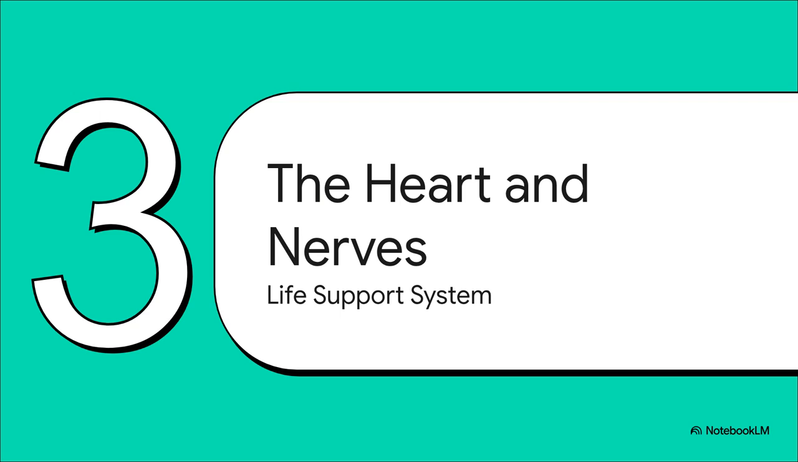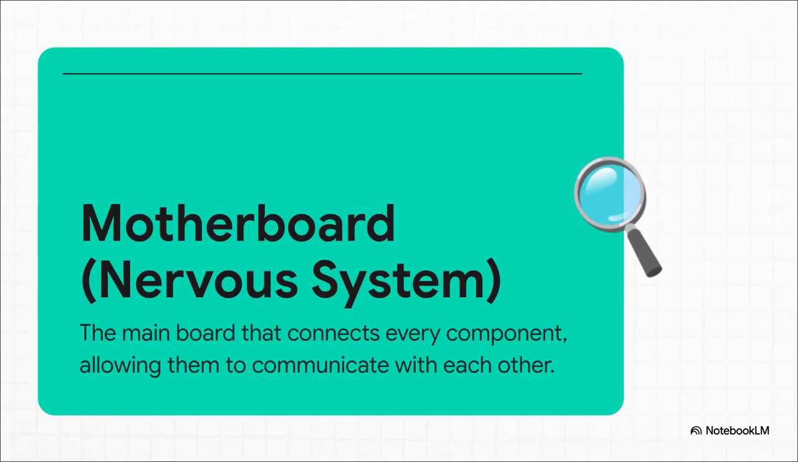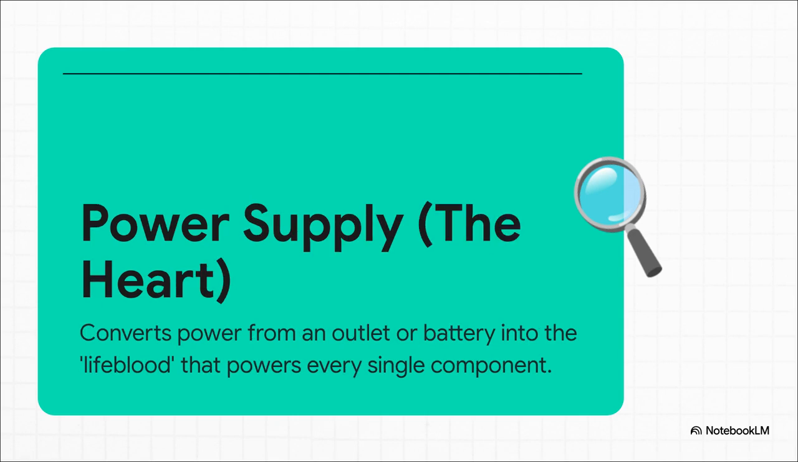Let's look at the computer's life support system. These are the real unsung heroes that keep the whole show running. The motherboard is the computer's nervous system. It's this giant circuit board where the brain, the memory, and literally everything else we're going to talk about all plug in. It's the communication superhighway that lets all these different parts talk to each other and work as a team.